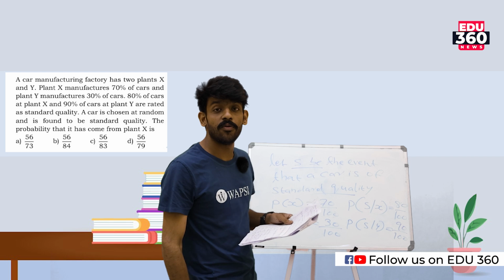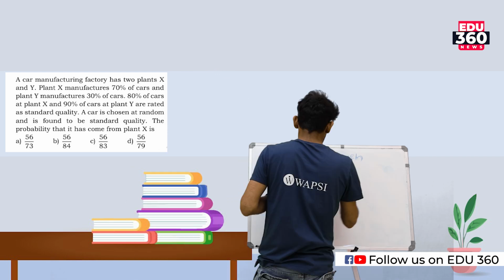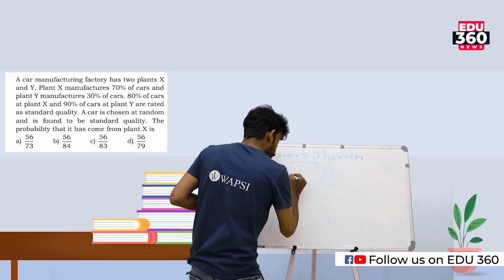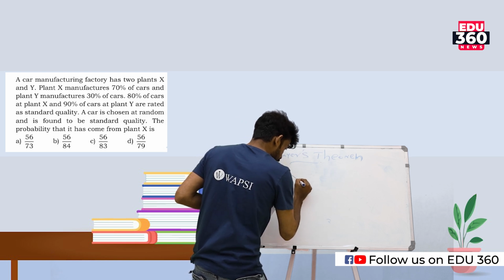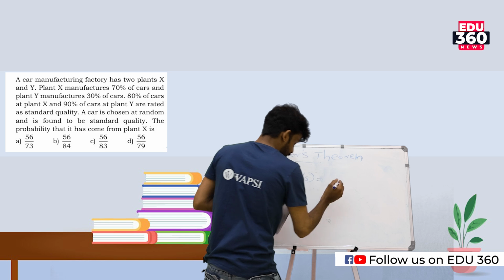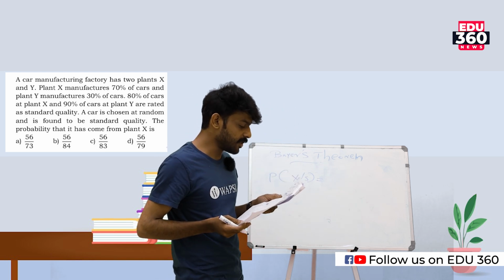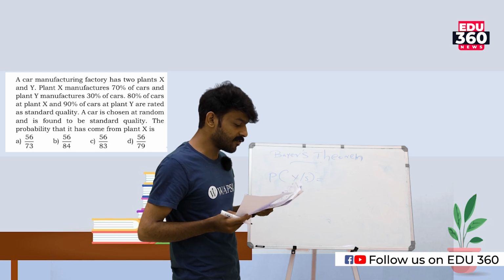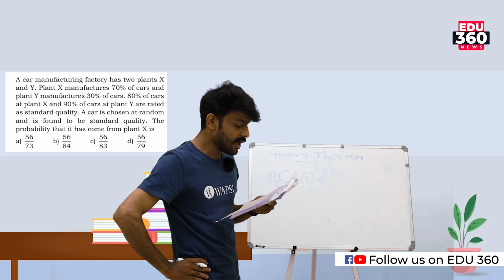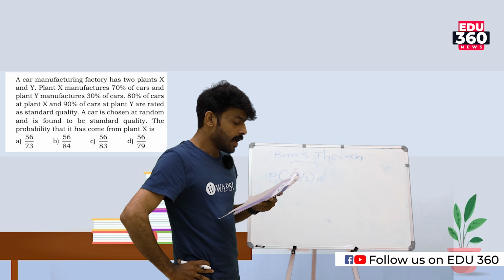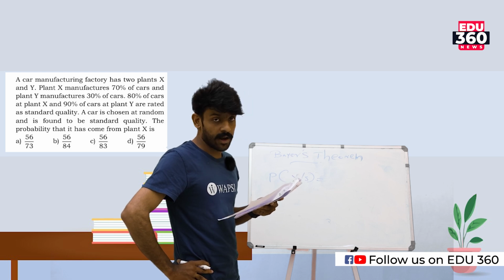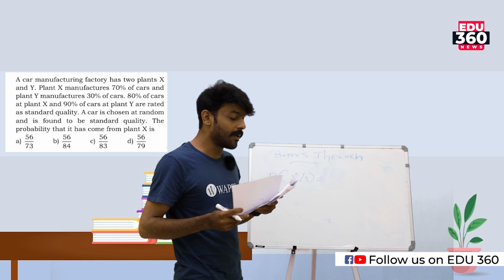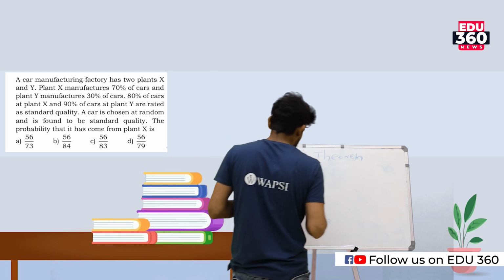So hereafter we are going to use Bayes theorem. In the question we need to find the probability that the car is from plant X. It's given that a car is chosen at random and found to be standard quality, and we want the probability that it is from plant X. So that means P of X given S.